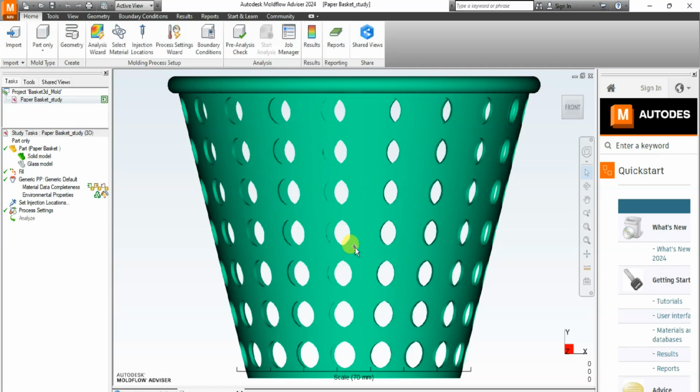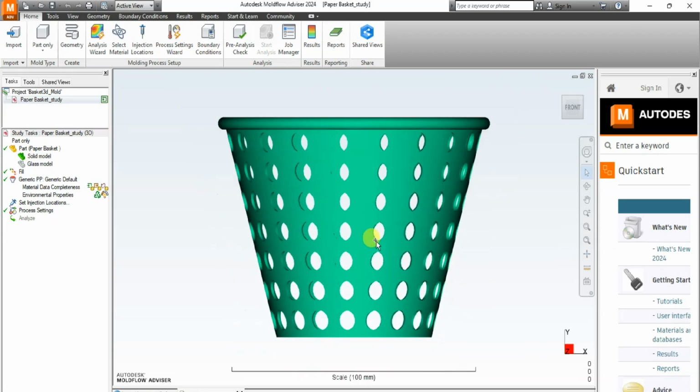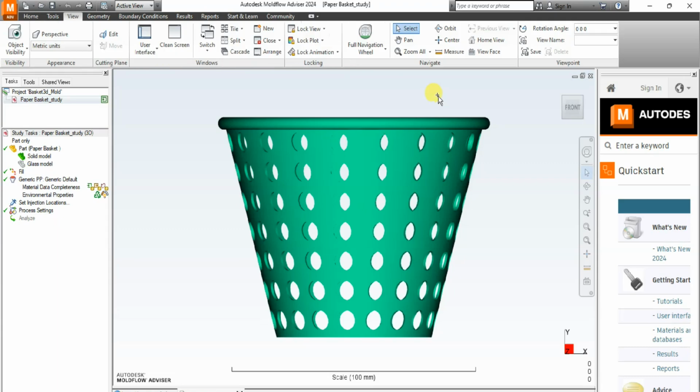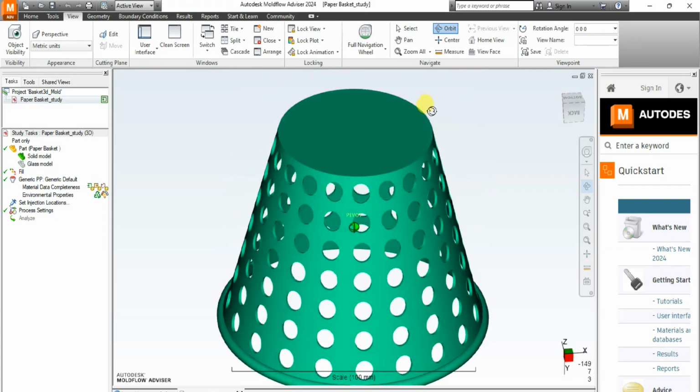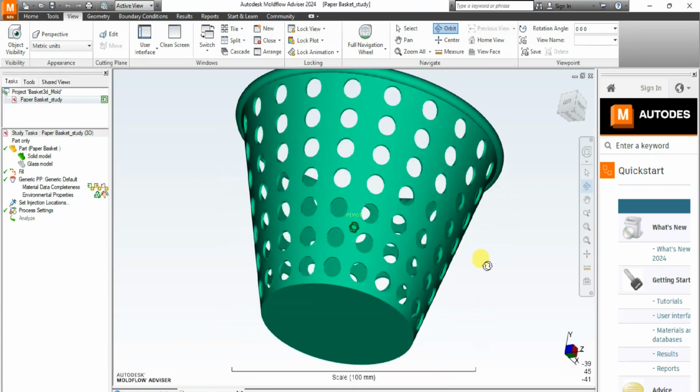You can see the object on the screen. This is the waste paper basket. Ensure you have a 3D scroll mouse for viewing in a very responsive and interactive manner. Now let's quickly use the orbit to see some of the parts of this waste paper basket.